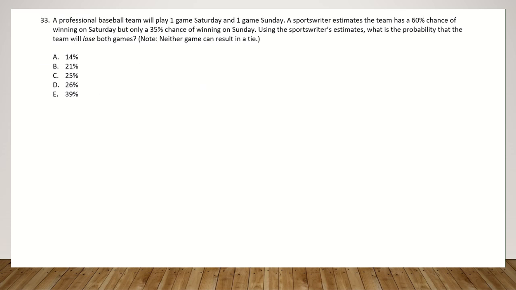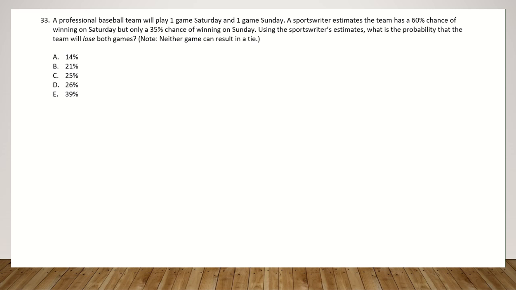A professional baseball team will play 1 game Saturday and 1 game Sunday. A sports writer estimates that the team has a 60% chance of winning on Saturday, but only a 35% chance of winning on Sunday. Using the sports writer's estimates, what is the probability that the team will lose both games?